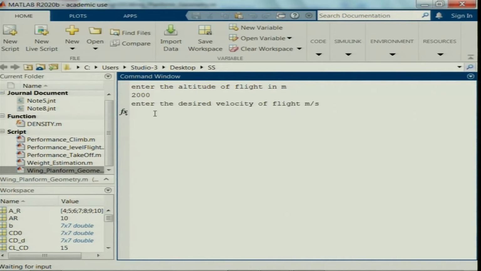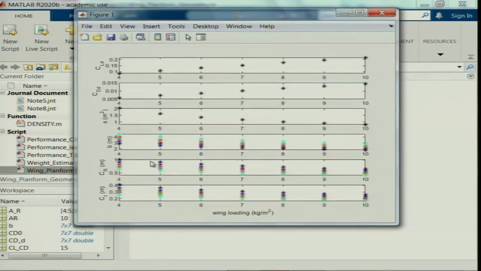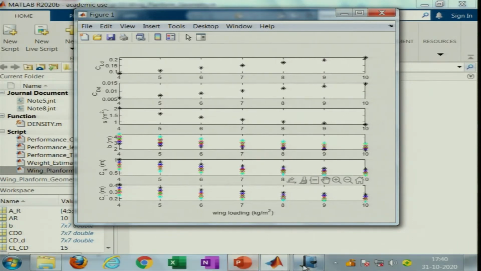So, at 2000 meters when flying at 30 meters per second with a weight of the UAV as 8.1 kg, with 0.4 taper ratio. So, what we have is E, right. So, let us now assume the aspect ratio as 10 for this particular case.